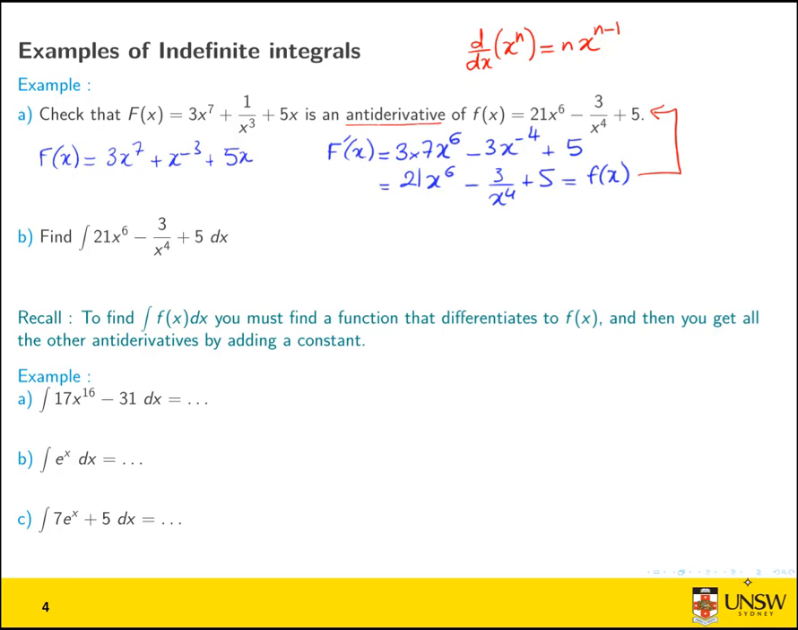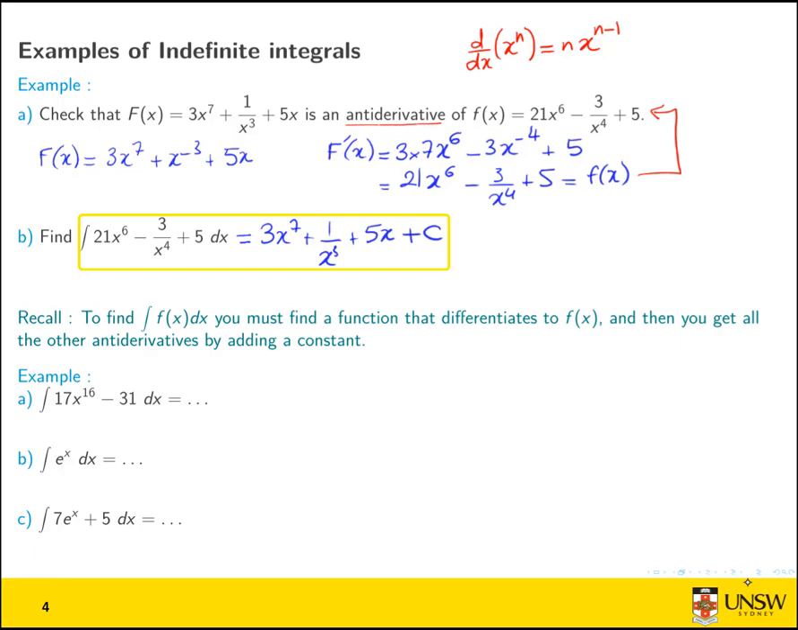Part B. Another good time to pause the video, I would say. This time we want to find all the antiderivatives of this function. We've seen in the previous slide that in order to find all the antiderivatives, you need to find one function which differentiates to f of x. In other words, you need to find one antiderivative, and then you get all of them by adding a constant. So it turns out that we know one antiderivative. It's been given to us. So that's our capital F, and then to get all the others, we just add a constant.